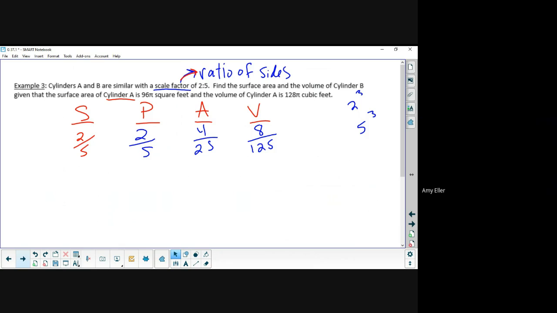Do I need help with their calculator? There's a caret button. Yeah.